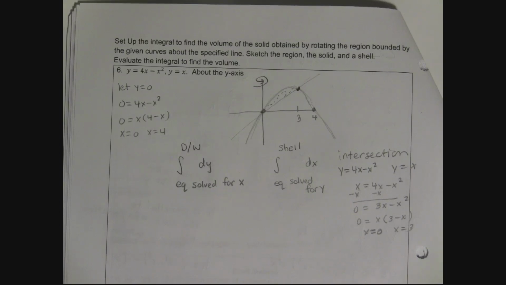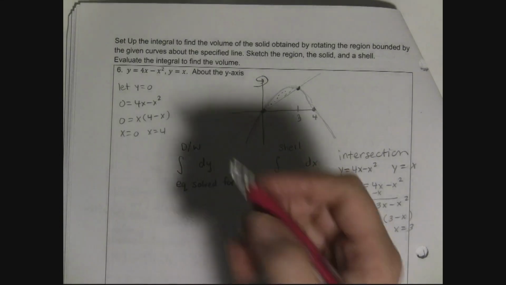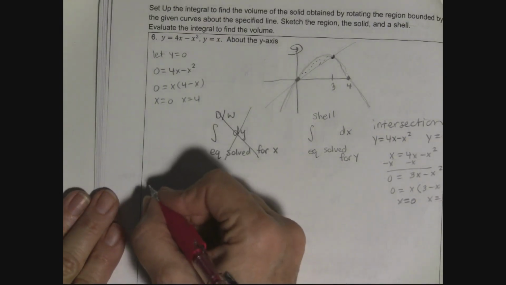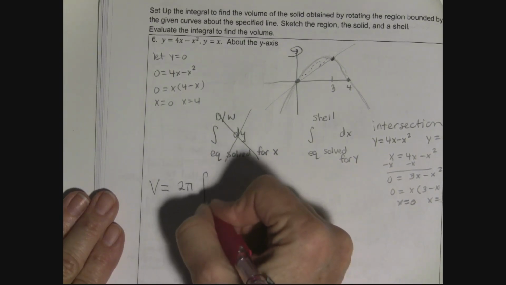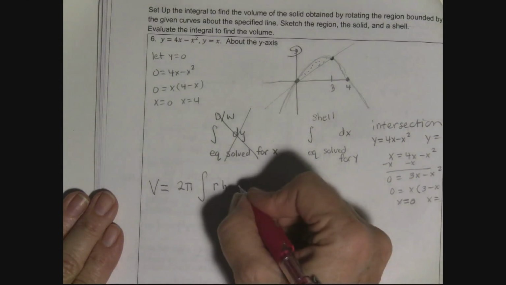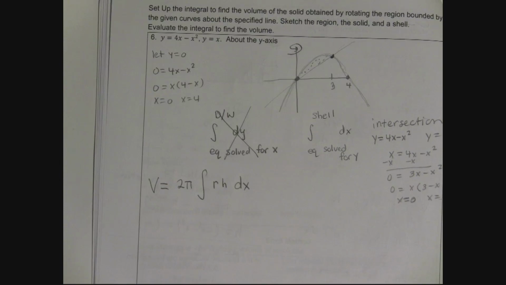And I'm like, well, my equation is easily solved for y. Both equations are easily solved for y. And so I'm not going to use that. I'm going to use the shell. So since I've decided to use the shell, I know that the volume equals 2 pi, I like to put on the outside, and then r h, and then this one was dx. So what I need to do is find r and h.